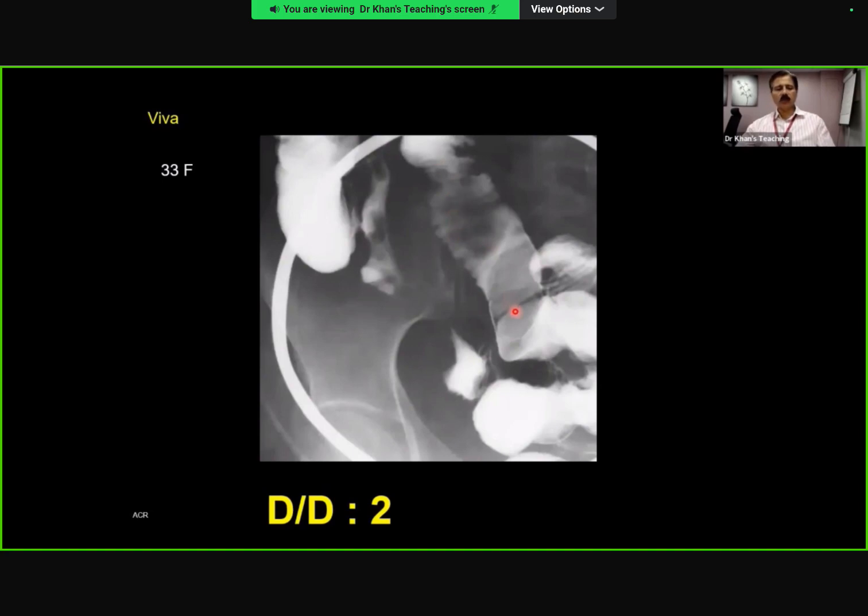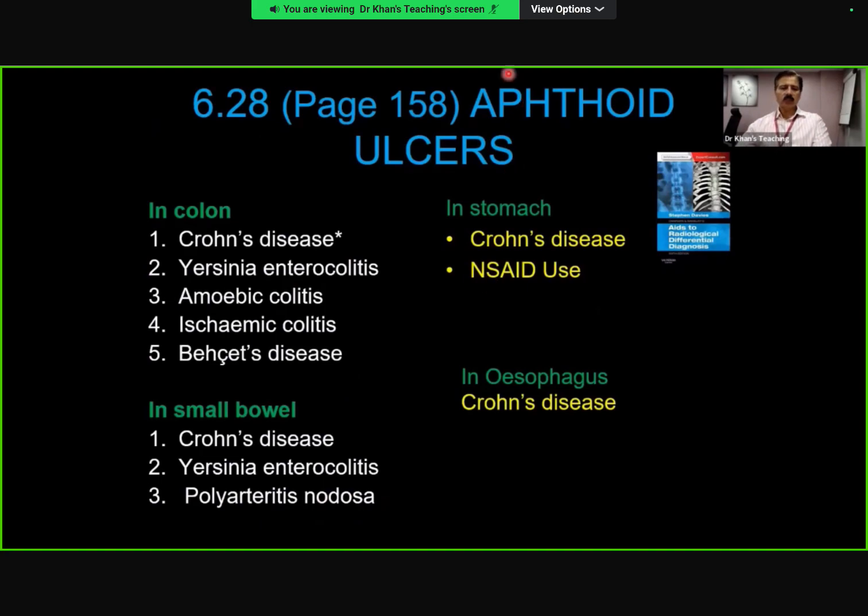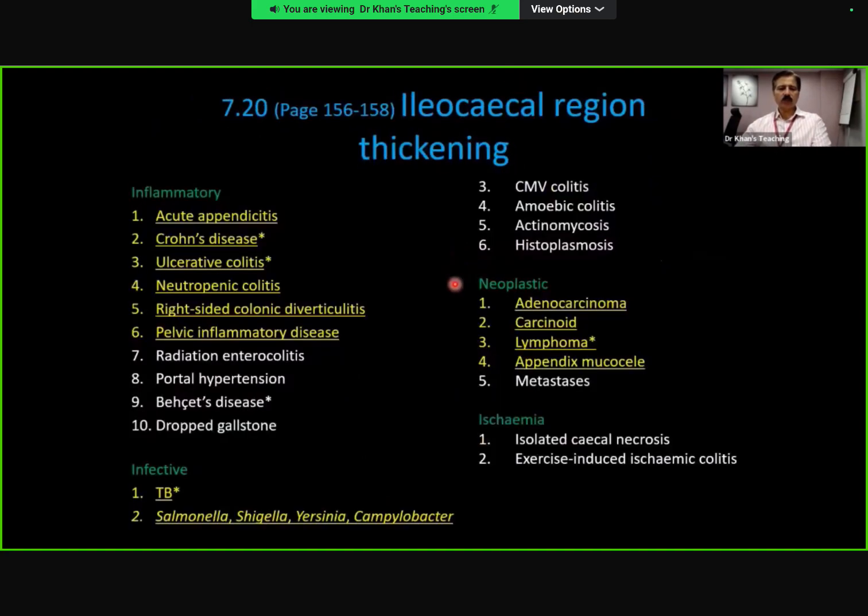Aphthoid ulcers, wherever you see them, and they have come in the exam again and again, small bowel, large bowel, whatever, Crohn's disease should be up there. And aphthoid ulcers, by definition, are deep ulcers. Remember that. So in ulcerative colitis in the large bowel, you will not see them. So this is the differential of aphthoid ulcer.